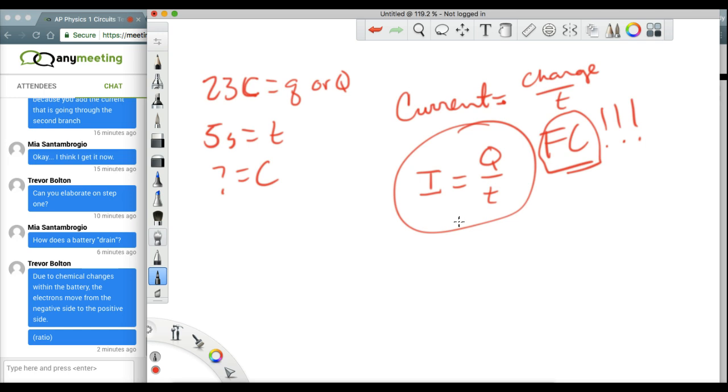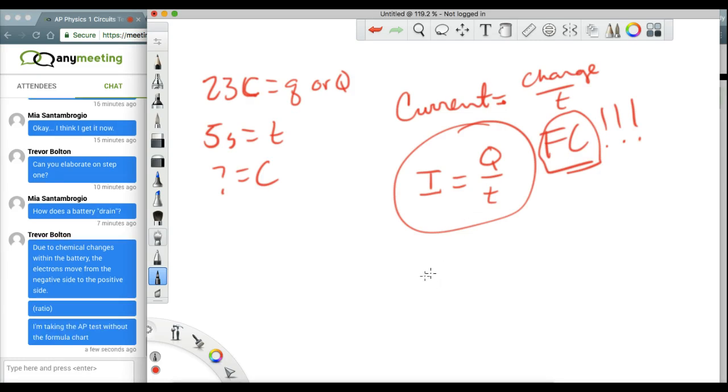I know mechanics is kind of annoying because they kind of mix them all up. Sometimes it doesn't seem like they're grouped together, even though they are. The electricity and magnetism questions get their own box on the formula chart, so definitely use this because you don't have to memorize these.